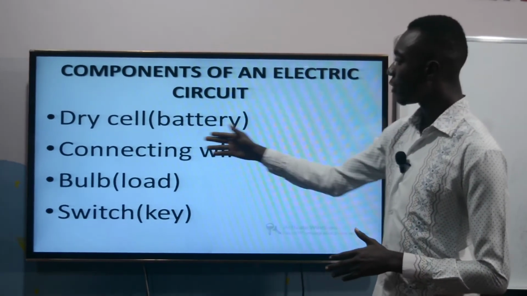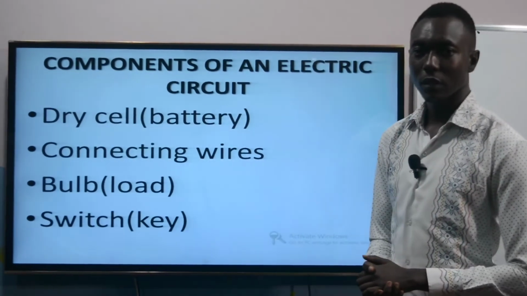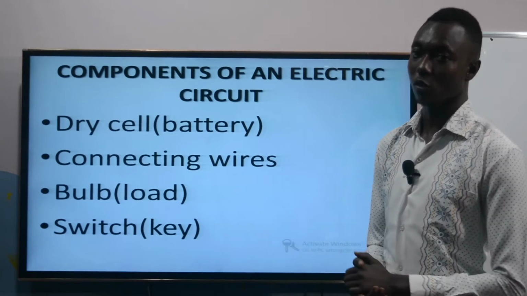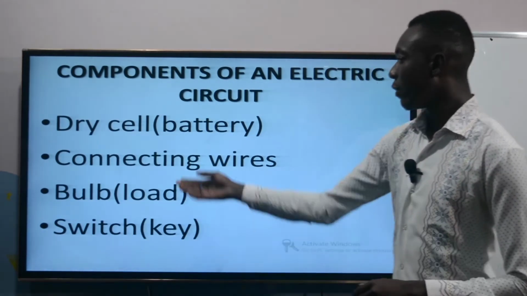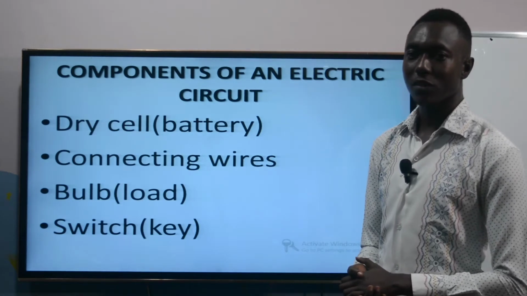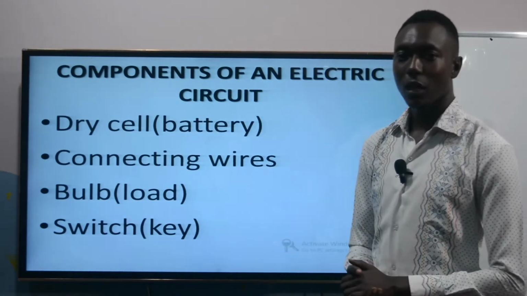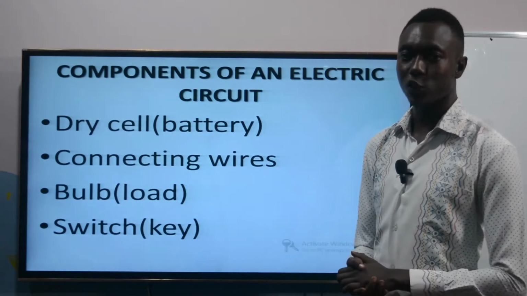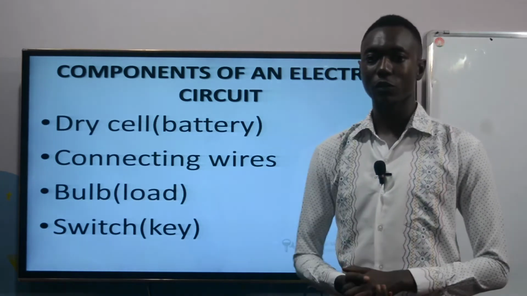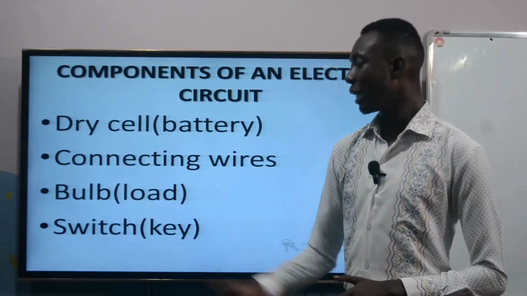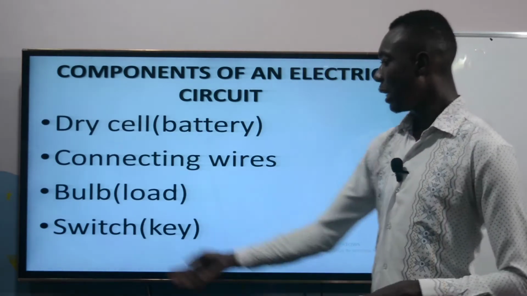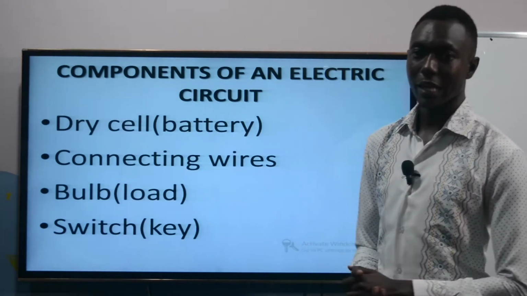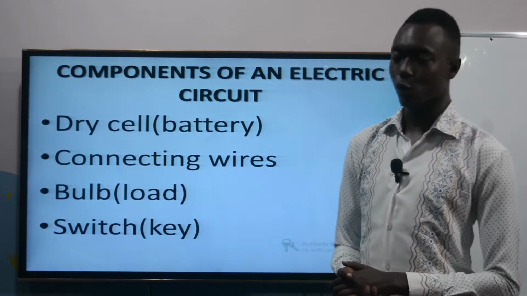First, we have the dry cell, popularly referred to as battery, depending on the number of dry cells you're using. The second one is connecting wires. Third, bulb, which will be the load in our electric circuit. This bulb is sometimes referred to as lamp. So please, when you hear lamp, don't be confused. And lastly, switch, which is also referred to as key in an electric circuit.